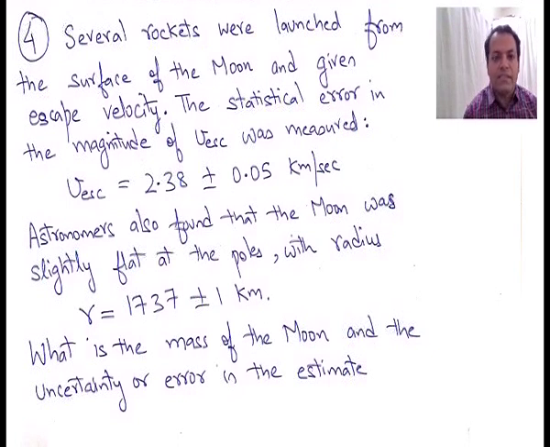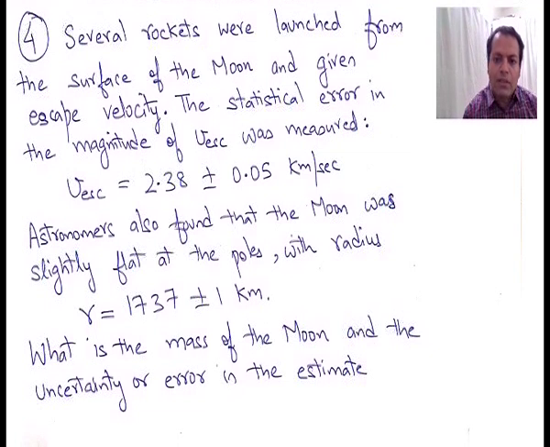The statistical error: when you launch many rockets, you can find out the escape velocity in each launch, and then you can take the average, and then you can find the standard deviation, and you can report the statistical error in the magnitude of the escape velocity. The question says the escape velocity is 2.38 plus minus 0.05 kilometers per second.